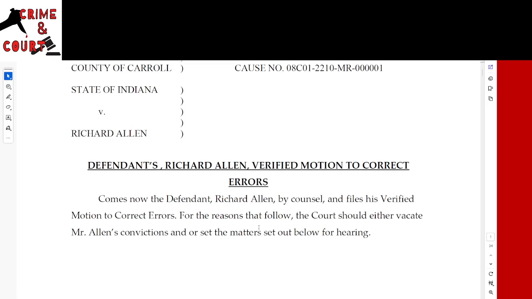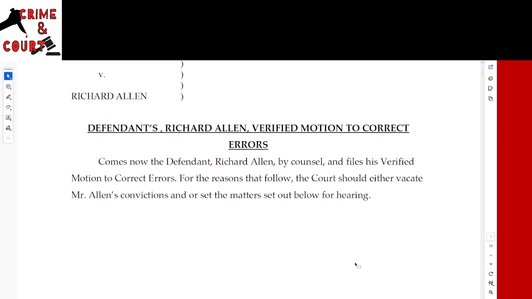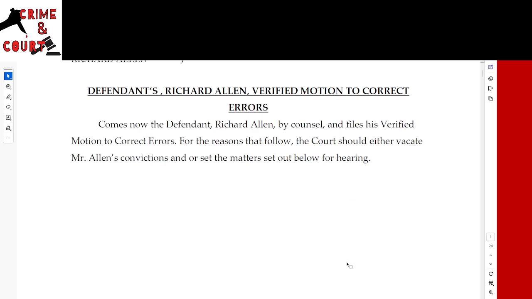So this is the defendant Richard Allen's verified motion to correct errors. This is what he's asking for a hearing for, to discuss the errors that they are going to lay out here in this record. And this is so important. As we know, Judge Gull is probably just going to deny all of these without even reading them and without a hearing, but at least it's on the record for his appellate team to work to get something going in the works there. So, anyways, let's get started.